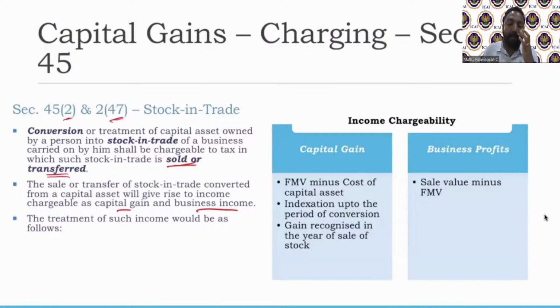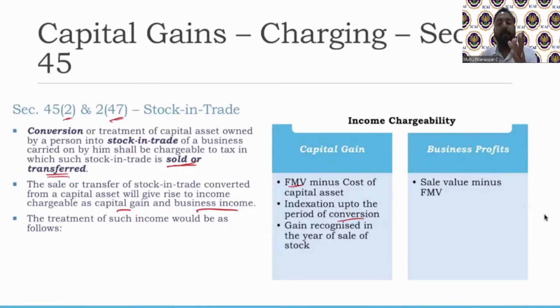For capital gain, fair market value on the date of conversion will be your sale consideration, minus the cost of the capital asset. So whatever is your cost is the cost of the capital asset. Indexation will be taken only till the period of conversion. Like in damage or destruction, where indexation is done only till the year of damage or destruction, similarly here also indexation is done only till the year of conversion, not till the year of final sale. Gain is recognized in the year of sale of stock.